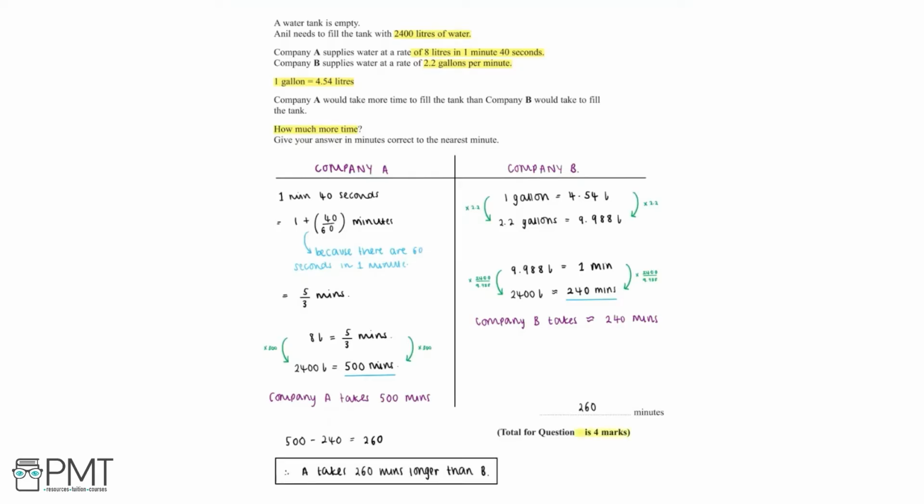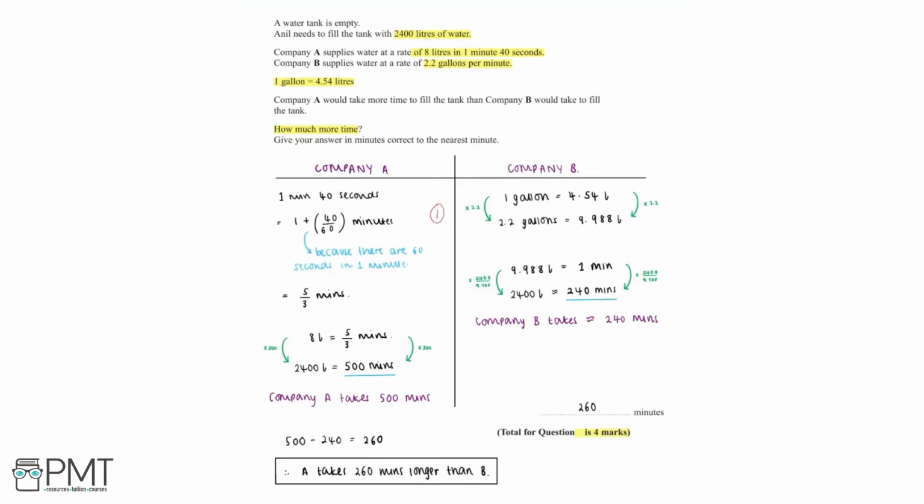Now this question is worth 4 marks. We get the first mark for converting some quantities into more common units. For example, for saying that 1 minute and 40 seconds is equivalent to 5 over 3 minutes, and for saying that 2.2 gallons is equivalent to 9.988 litres.